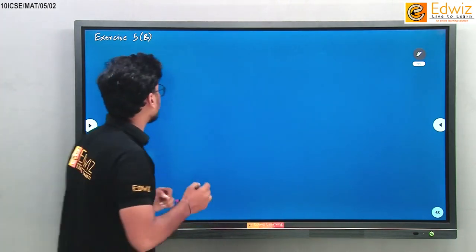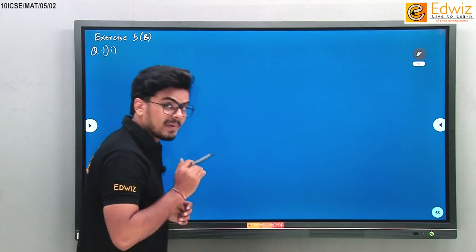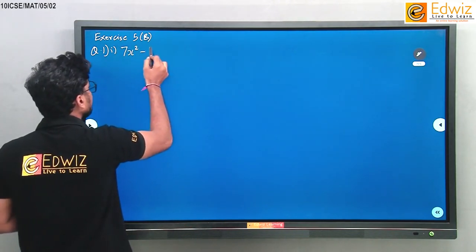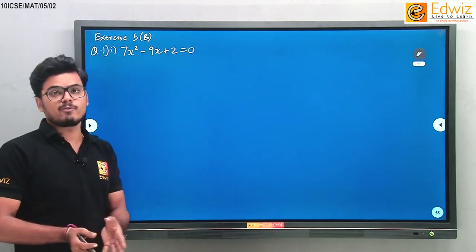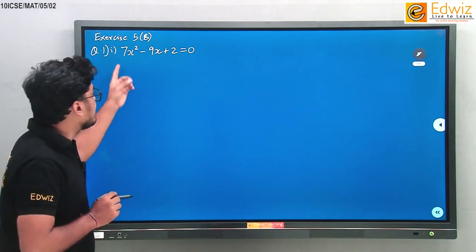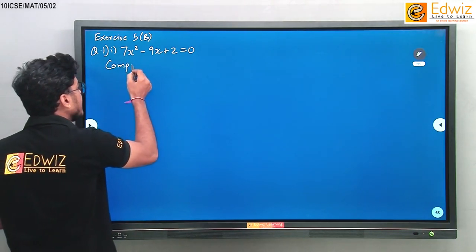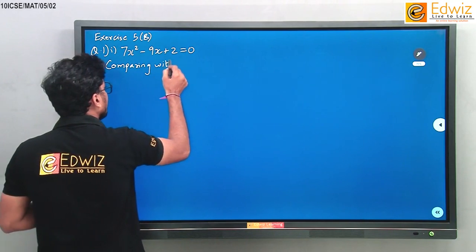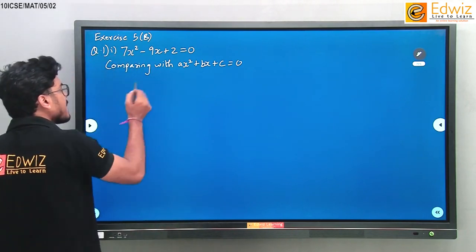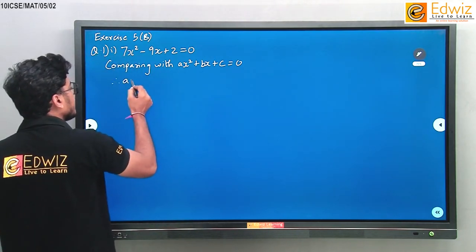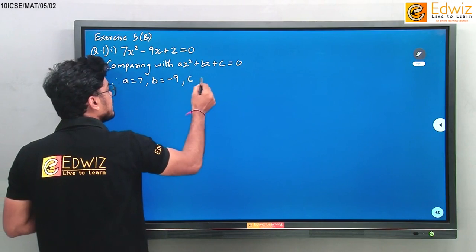So look at the very first equation here. Question number 1 का first equation जो यहाँ पर given है, that is 7x square minus 9x plus 2 equal to 0. Okay, so to find out what type of roots it has, we have to find out the value of the discriminant. For that we need a, b and c. a, b and c कैसे मिलेगा? By comparing it with the standard form, ax square plus bx plus c equal to 0. Okay, after comparison you will observe that a is equal to 7, b is equal to minus 9, don't forget the sign, c is equal to 2.